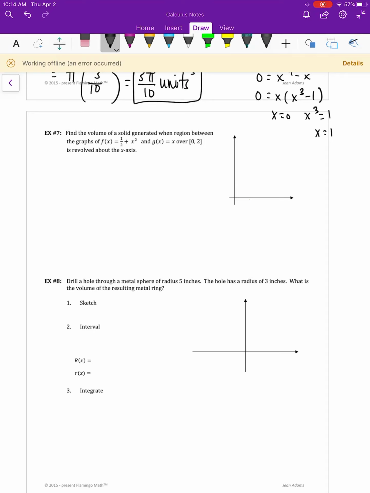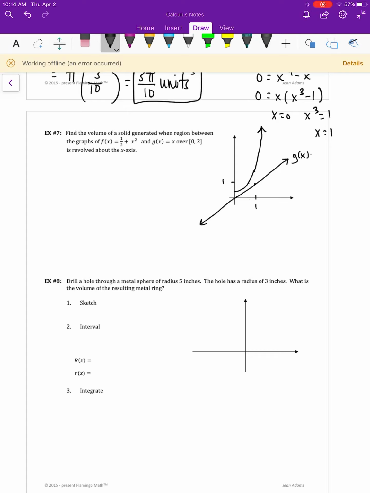So example number 7, find the volume of a solid generated when the region between the graph of y equals 1/2 plus x squared. So imagine that if this was 1, your 1/2 plus x squared goes like that, okay? Because it's just shifted up 1/2 unit. And then y equals x. So you're imagining that, let's say this is your 1. Well, 1, 1 is here. For 1 on this function, you actually are at 1.5. So I just wanted to show you how this actually is all below that other function.